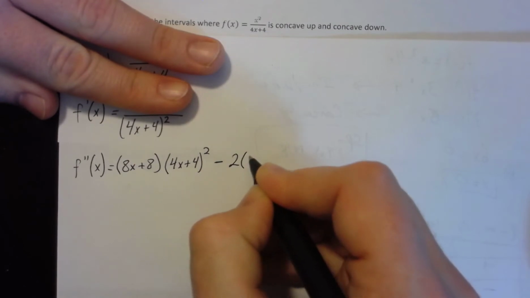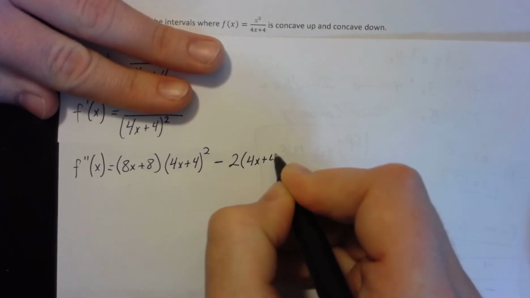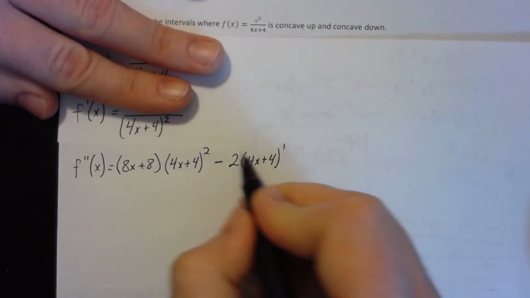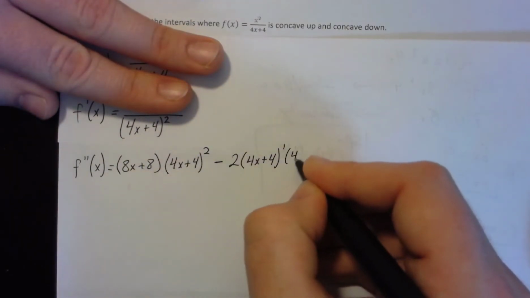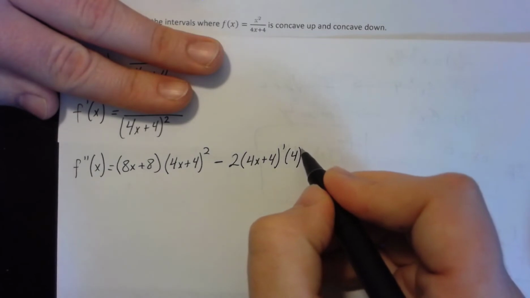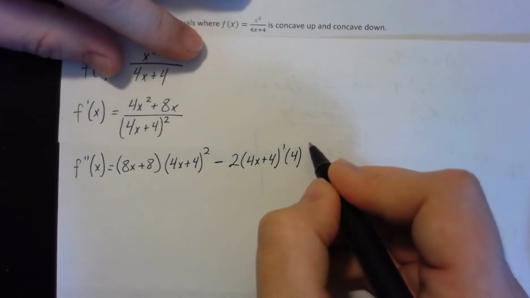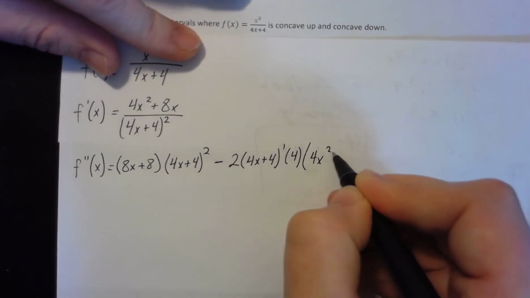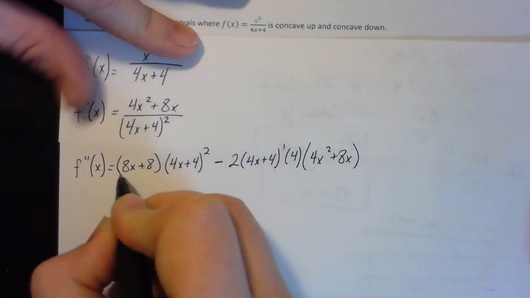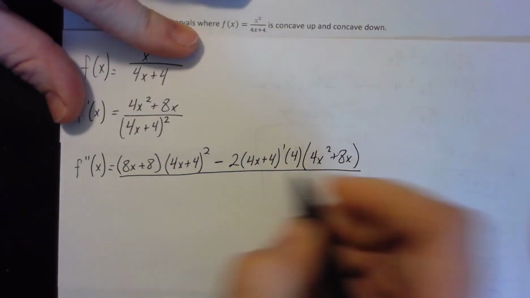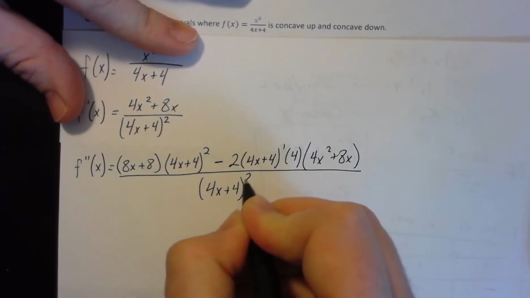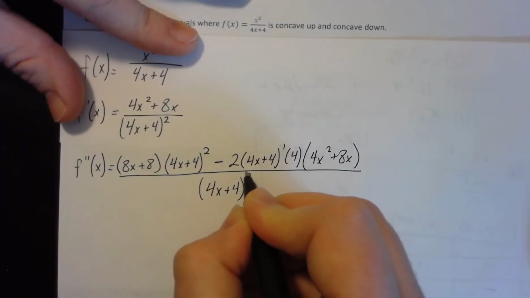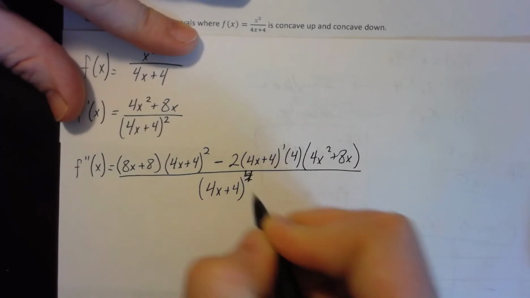Carrying down the 2, (4x plus 4) to the power of 1, and then don't forget your derivative of the inside. So the derivative of 4x plus 4 is 4. Then I'm going to go ahead and leave the second function left unchanged. So 4x squared plus 8x unchanged. This is all divided by the bottom function squared, which changes it to be a fourth power.